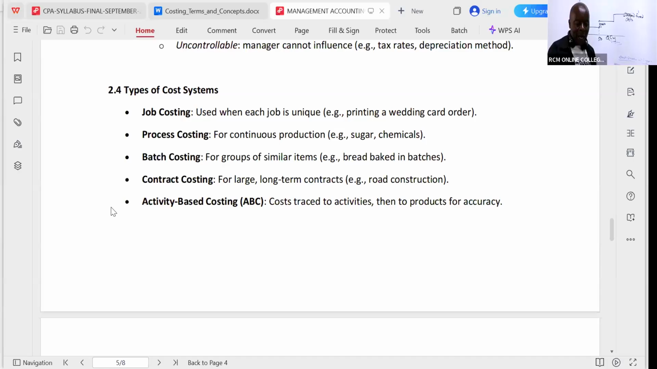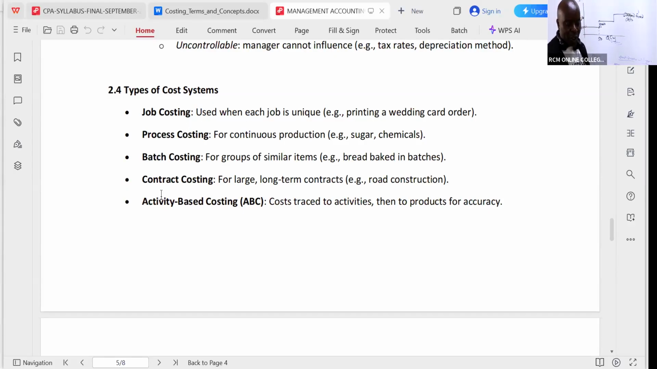I was trying to explain something to do with batch costing. This is for groups of similar items, e.g. bread baked in batches. So one batch has 1,000, all of them at a go. Process costing is for continuous production. For example, how we make sugar. Sugar goes through various processes. There is crushing of sugar cane. There are lots of processes in this case. The same case applies with chemicals.